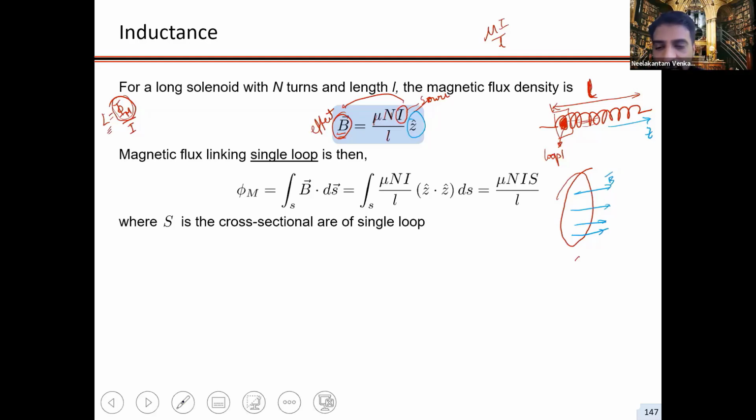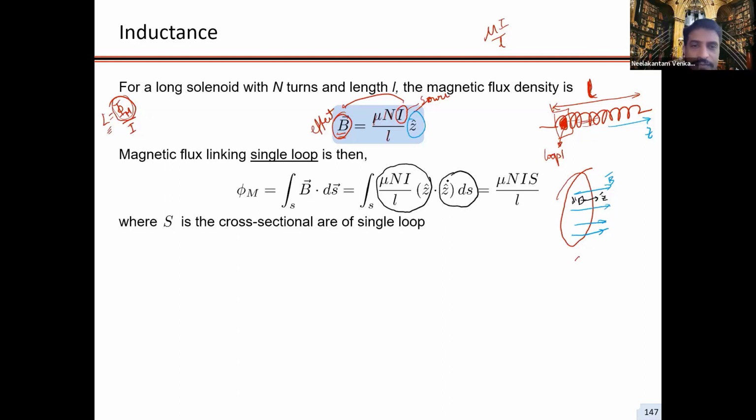And then to find my dS, that small little surface here, the normal of dS is in the same direction as B hat, and that is also in the z hat direction. So my B is in the z hat direction and the dS is also in the z hat direction. So z dot z, you guys know what z dot z is? By now you should know it is equal to 1. So that becomes mu N i over L.